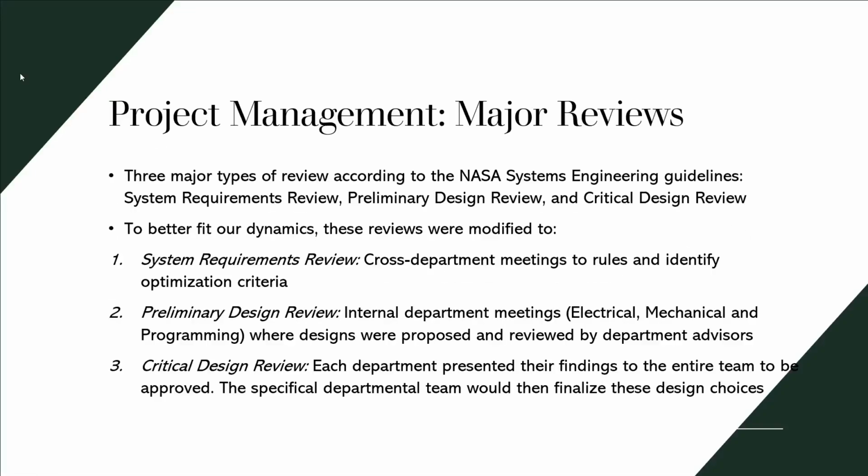The 3 major types of review according to the NASA Systems Engineering Guidelines include System Requirements Review, Preliminary Design Review, and Critical Design Review. To fit our dynamics, these reviews were modified. System Requirements Review: cross-department meetings to set rules and identify optimization criteria. Preliminary Design Review: internal department meetings, electrical, mechanical, and programming, where designs were proposed and reviewed by department advisors. Critical Design Review: each department presented their findings to the entire team to be approved. The specific departmental team would then finalize the design choices.